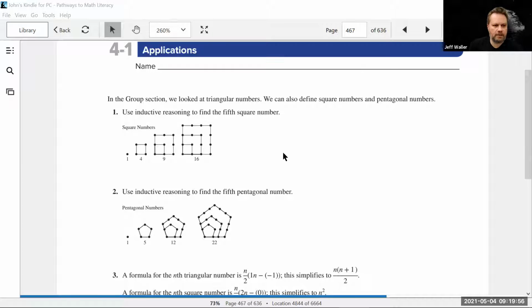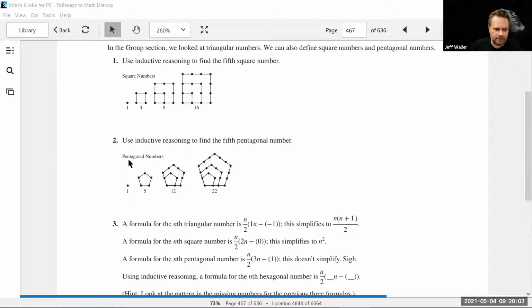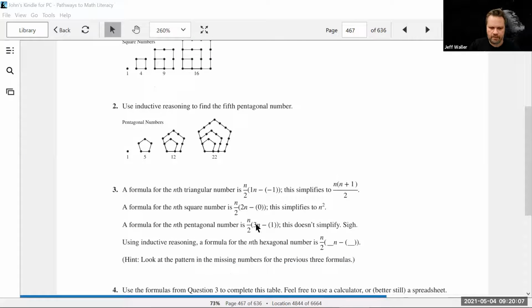Okay. So I just wanted to look at the homework here real quick. There's square numbers, pentagonal numbers, nifty. It's just fun to say the word pentagonal. Some algebraic stuff related to these. These are actual formulas to figure out whichever square number, pentagonal number, triangular number that you want. Okay.